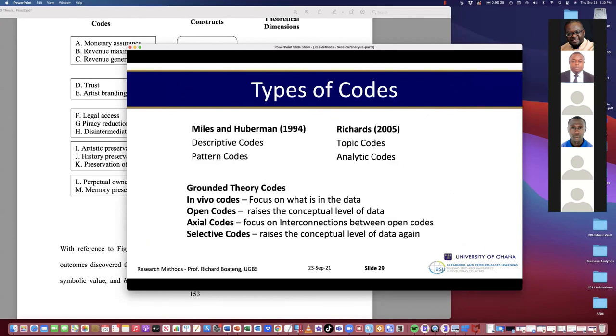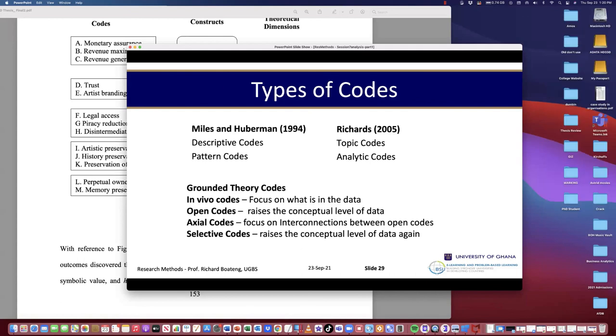Okay, so the naming of the codes comes from different authors. Miles and Huberman just use descriptive codes and pattern codes. But Richards 2005 uses topic codes and analytic codes. Then grounded theory uses in vivo codes, open codes, axial codes, and then selective codes. So the names of the codes and the type of codes are all dependent on who you are talking about. That's why I said that Miles and Huberman and Richards use descriptive and topic codes, and the same goes for pattern codes and analytic codes at the second level from Richards and Miles and Huberman.